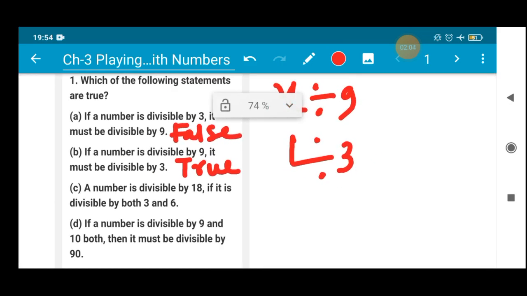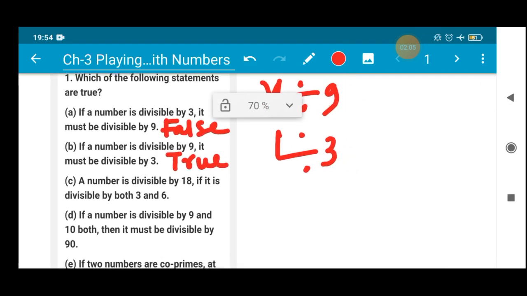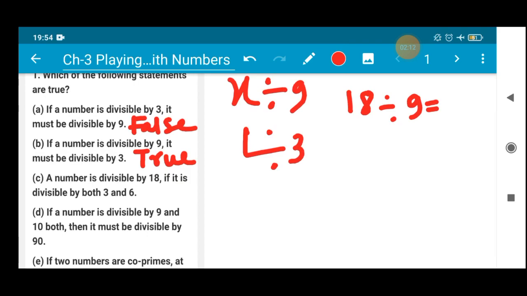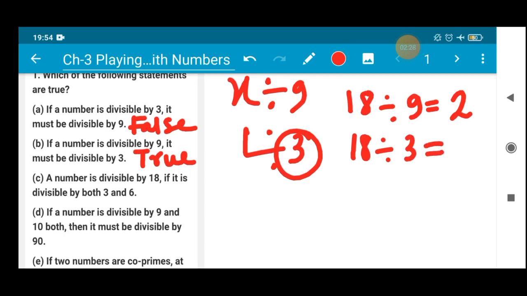Any number which is divisible by 9, say 18. In the table of 9, if you go through it, 9 twos are 18, 9 threes are 27, 9 fours are 36, all the numbers are divisible by 3. You can have a look. So 9 twos are 18. Can this 18 be divided by 3? Yes, 3 sixes are 18. This is the first example I'm giving to you.